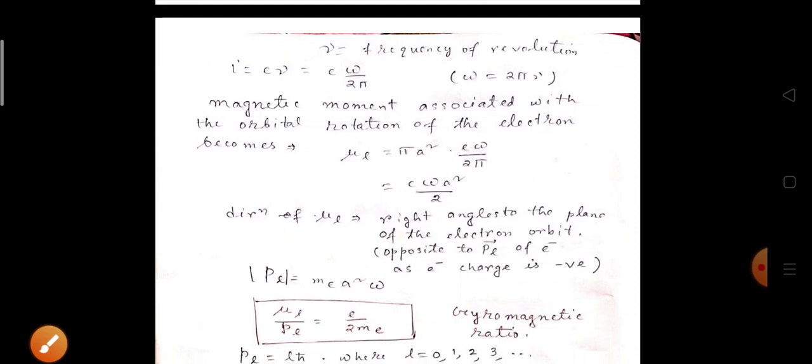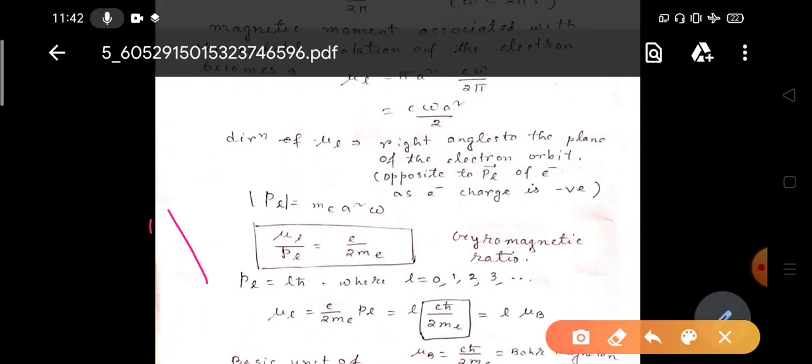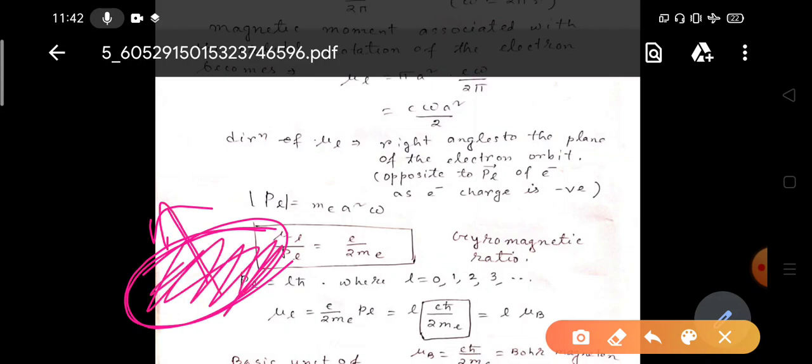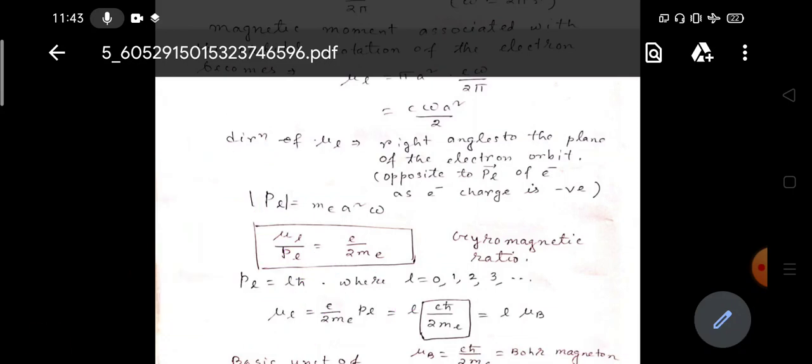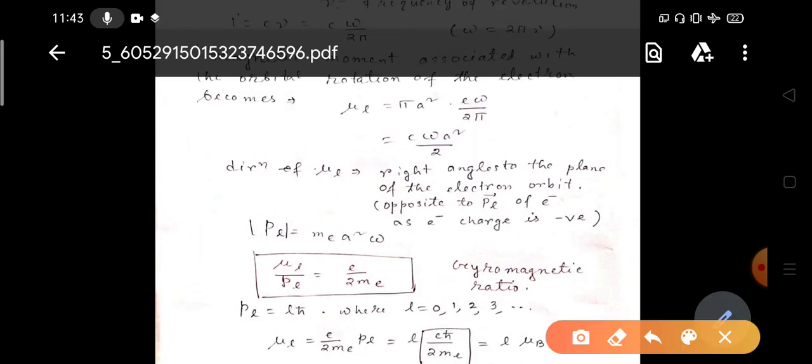What will be the direction of mu l? The direction of mu l is at a right angle to the plane of the electron orbit. Suppose this is the electron orbit, and mu l will be at a right angle to the plane of the electron orbit, and it is opposite to the direction of pl. If pl, the orbital angular momentum, is directed upward, then mu l should be directed downward because the electron is negative. So the direction of mu l will be at a right angle to the plane of the electron orbit and opposite to pl, that is the orbital angular momentum of the electron.